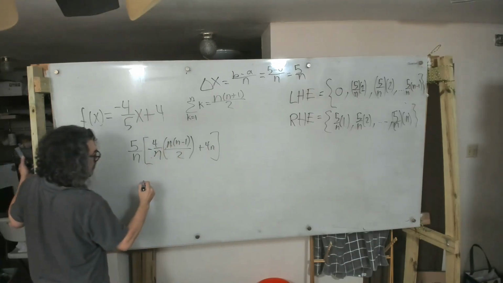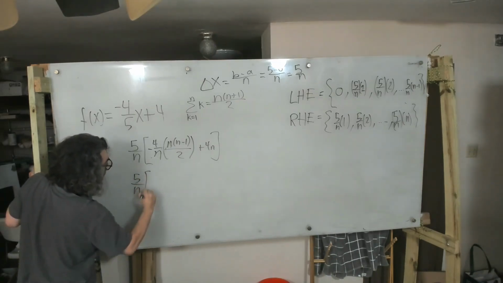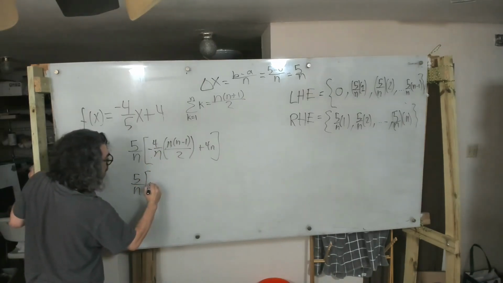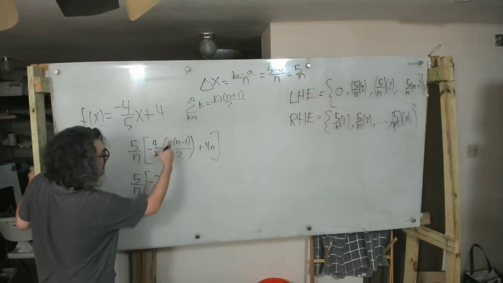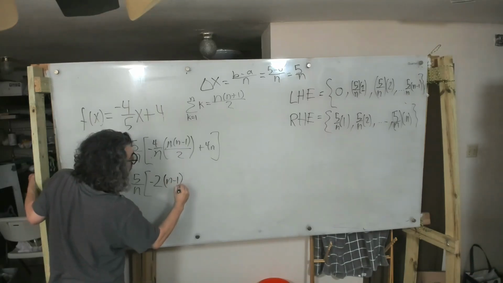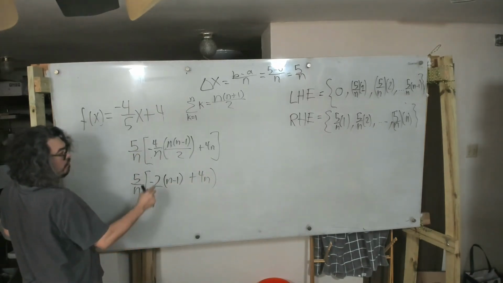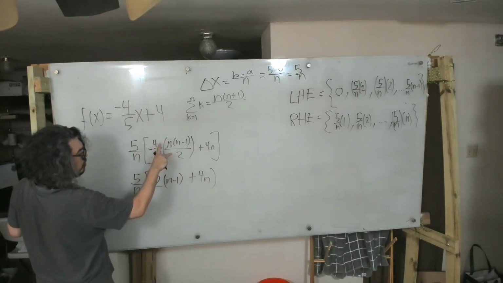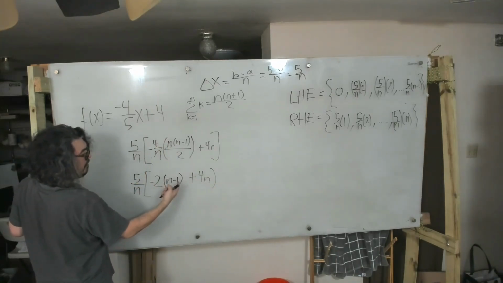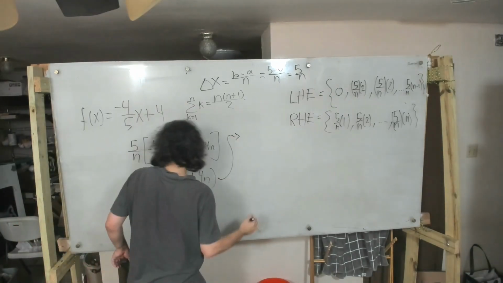Okay. So let's say 5 over n times 4 divided by 2 is 2, so this will be negative 2. These n's will, quote unquote, cancel. We'll get n minus 1 plus 4n. Let me just double check that before we move further. This n's canceled. This became a 2. This is negative 2n minus 1, blah, blah, blah. Okay, that's right. Now let's go over here.